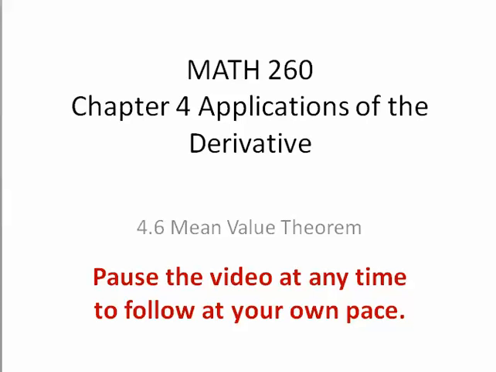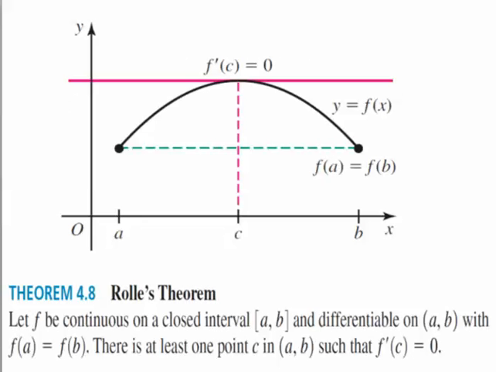The mean value. We're going to start by looking at Rolle's theorem. Rolle's theorem says that if you have a function that's continuous on a closed interval and differentiable on its open interval with f of a equal to f of b, then there's at least one point on the open interval where the function has a horizontal tangent line.